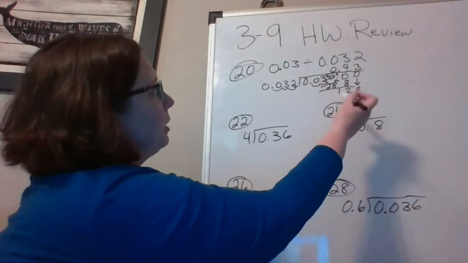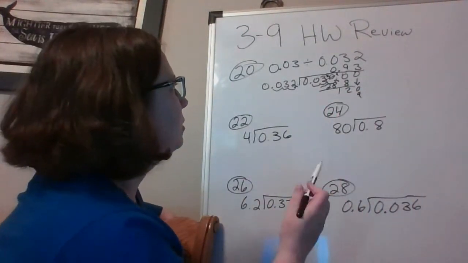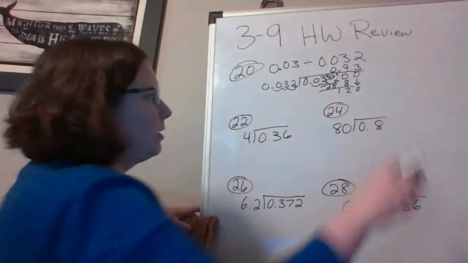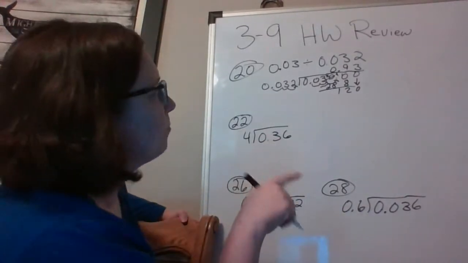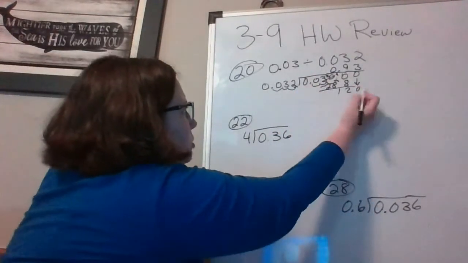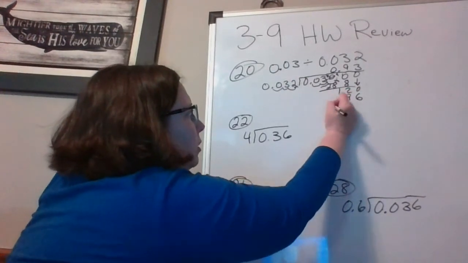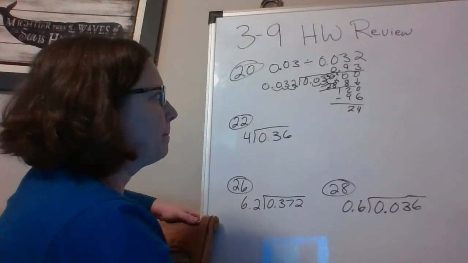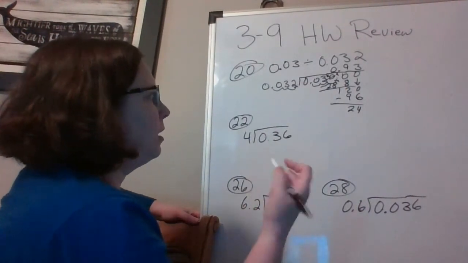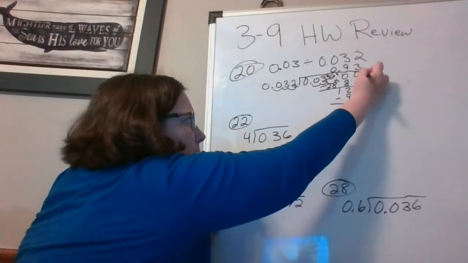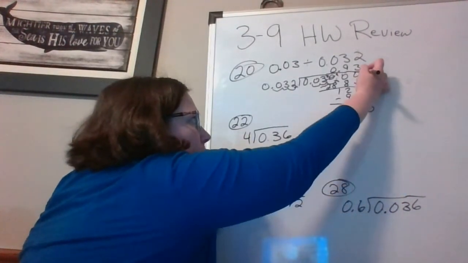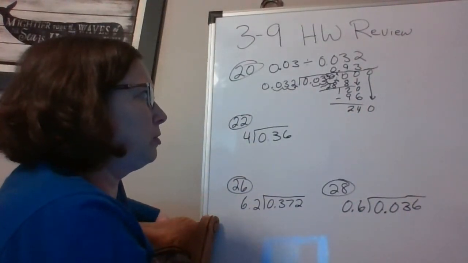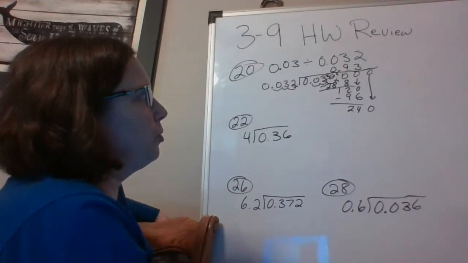I think I underestimated the space I needed here. So let's see. Whoops. Hang on. We're just going to do that. So 3 times 2, and then 3 times 3, and we subtract, and I get 24. And then I'm going to have to add another 0 because I still have a remainder. And 32, let's see, how many times does it go into 240?